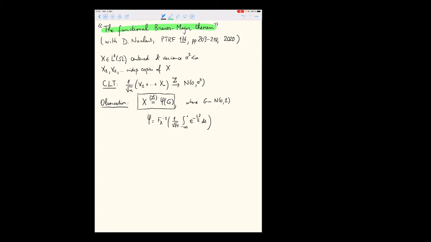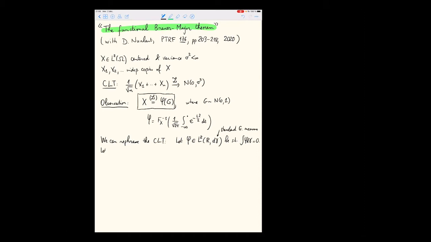And why am I making this observation? Because now I can rephrase the CLT. Instead of fixing an X, let me fix a phi, which is square integrable with respect to the standard Gaussian measure. Let me call it gamma; gamma is just the standard Gaussian measure. For simplicity, let me also assume that it is centered, meaning in this context that the integral of phi against gamma is 0.